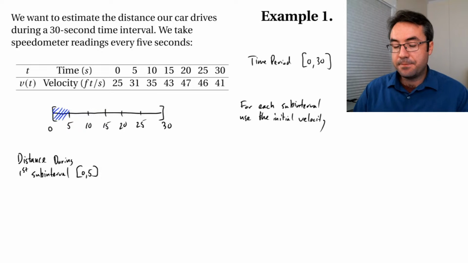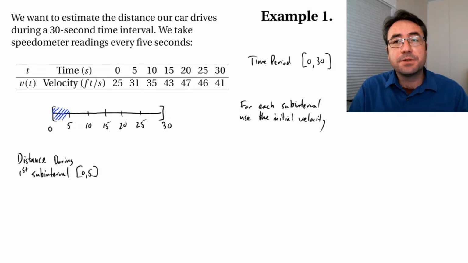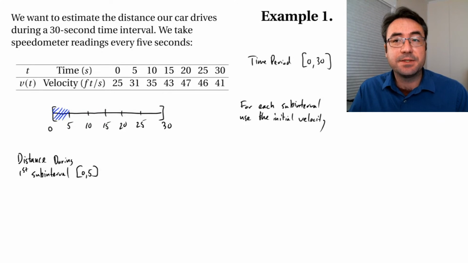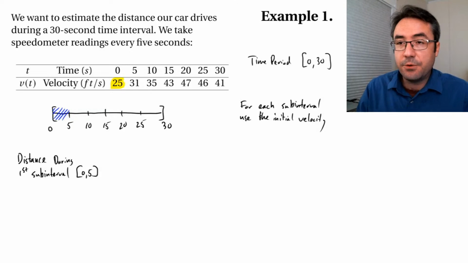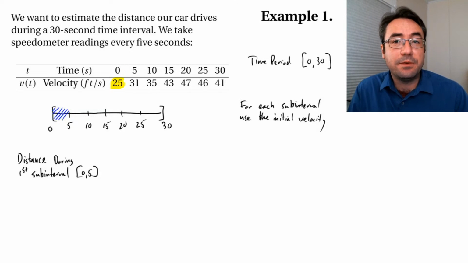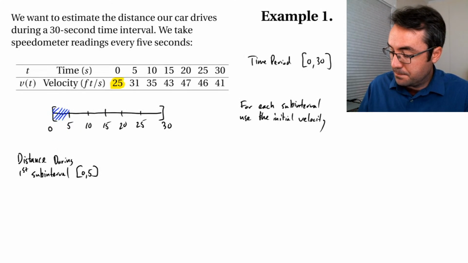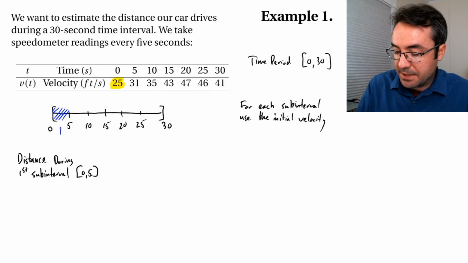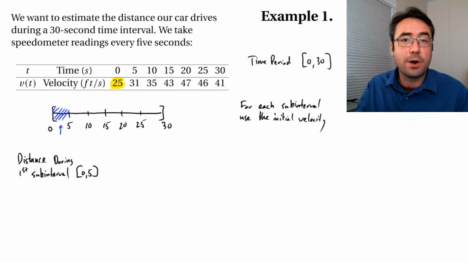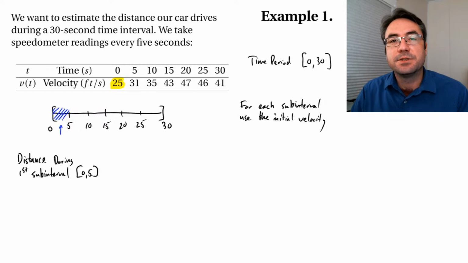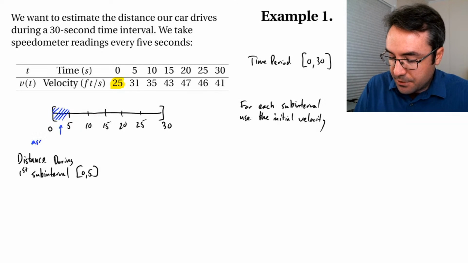So if we're looking at the interval from 0 to 5, just that small subinterval, we're going to use the initial velocity on that subinterval, and so it would be the value for reading of 25. In the end, this is going to be an estimate. It's not going to be an exact value because we don't know our velocity at every single moment in time. We only have these little snapshots. And so we're assuming on this interval from 0 to 5, we're traveling at a velocity of 25 feet per second.